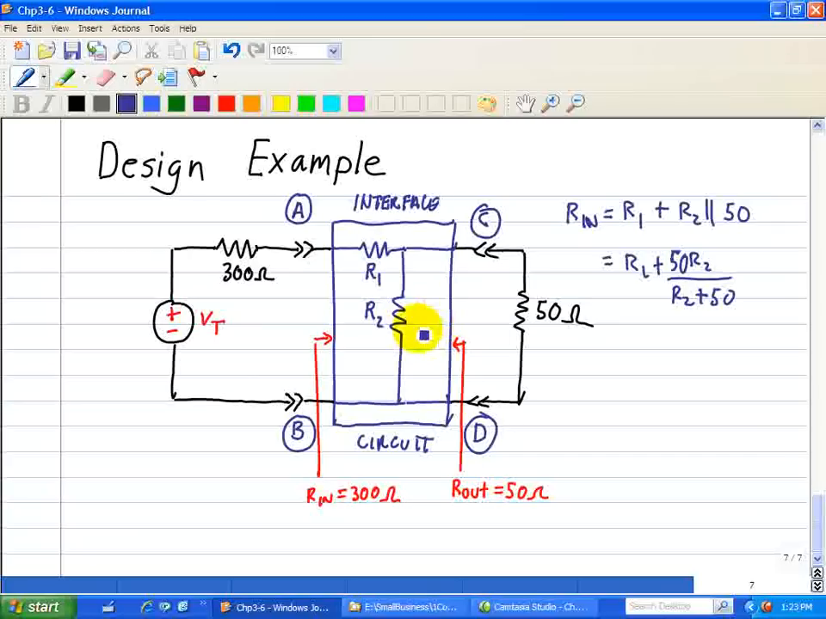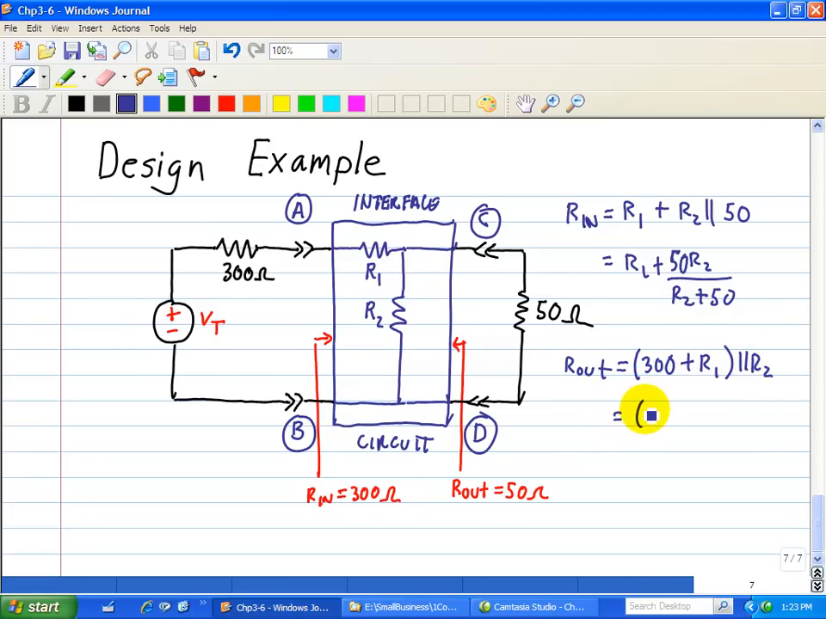Now let's look at the output side of the interface circuit. For R out, we can see that this 300 ohm will be in series with R1, and we note that we short out this voltage source to find the equivalent resistance across the terminals C and D when we look back here. So we see that R out is 300 plus R1 in parallel with R2. In other words, it's the product of those two, 300 plus R1 times R2 all over the sum of 300 plus R1 plus R2.